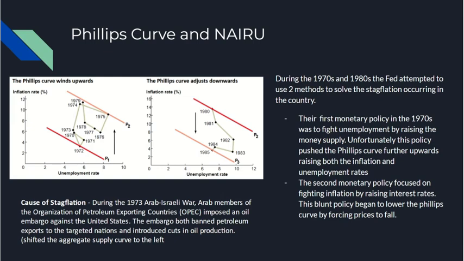The second monetary policy, used in the 1980s, was focused on fighting inflation by raising interest rates. This blunt policy began to lower the Phillips curve by forcing prices to fall and future expectations of prices to fall as well. This monetary policy can be shown by the rightmost graph.